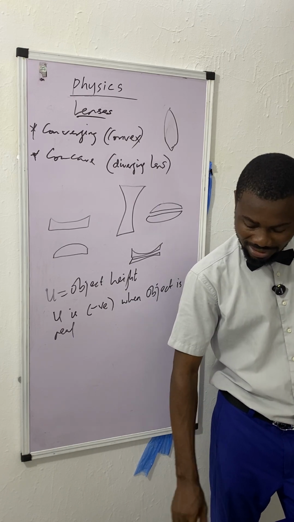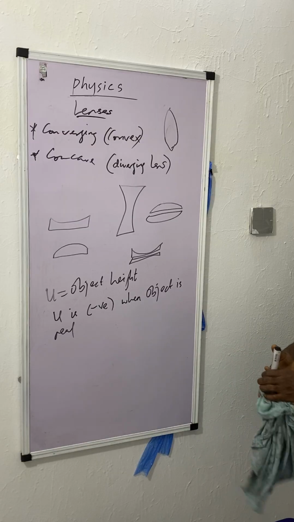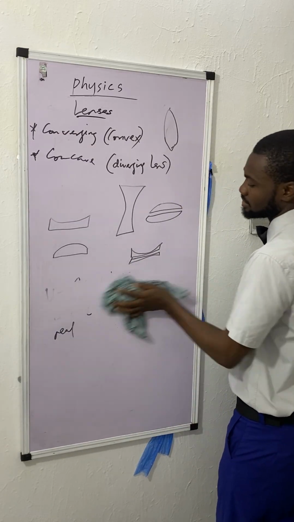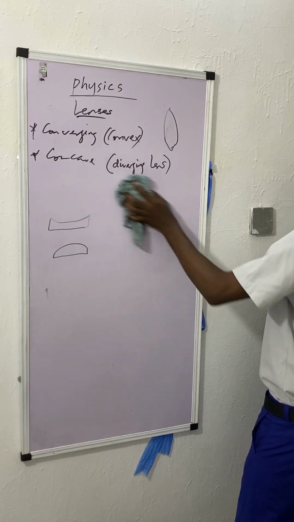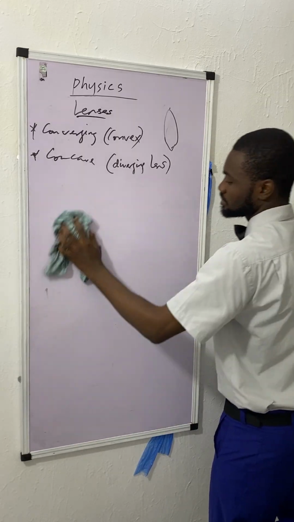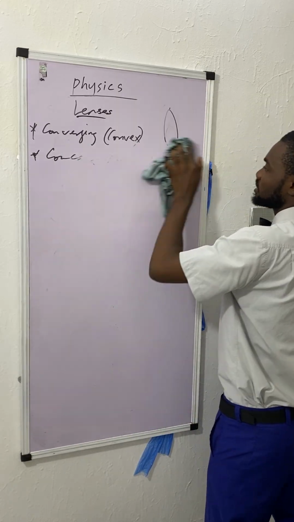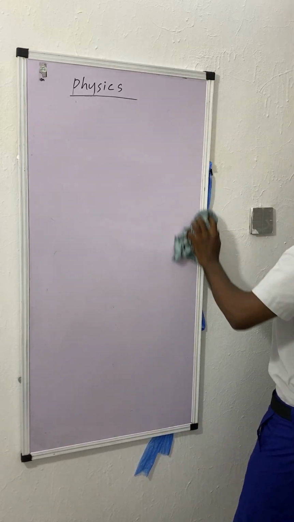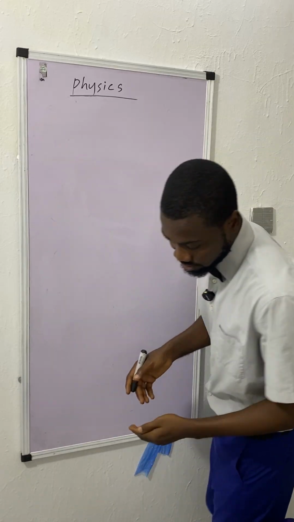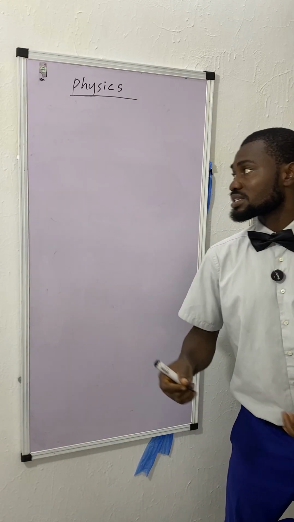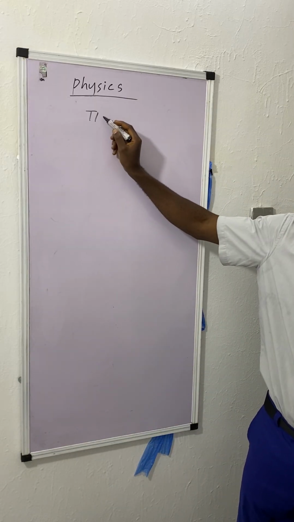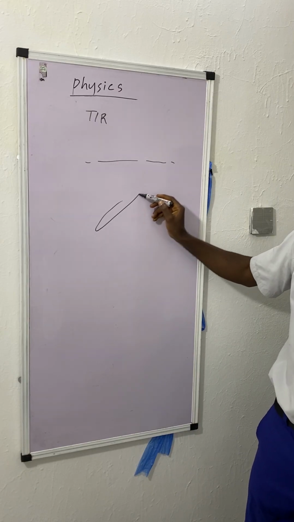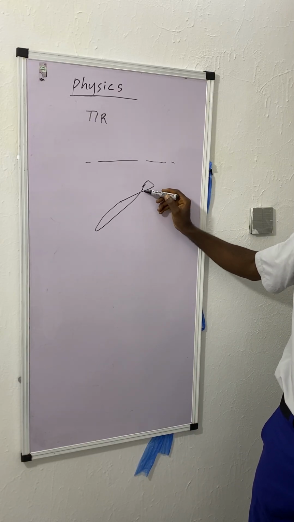There's something called real and apparent depth. Real depth is how deep something really is. But apparent depth is the depth that you can see, the one that you are seeing. For example, you see a fish inside the water. This is the fish inside water.